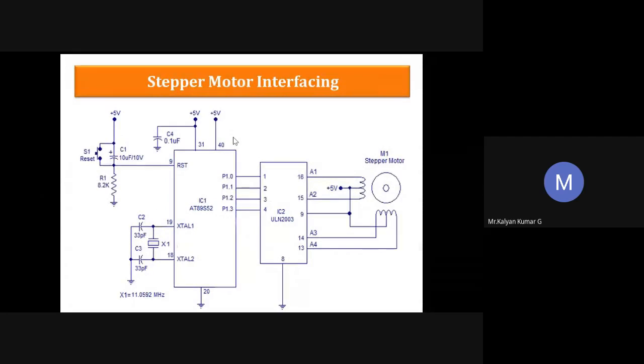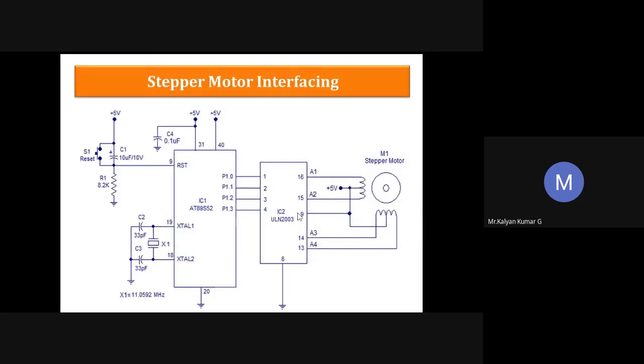Coming to your main diagram, this is nothing but your stepper motor interfacing. How are you going to interface your stepper motor with the 8051? Can you understand how it works? What is the diagram given? Here we have a microcontroller, this is your stepper motor, and in between you have an IC.